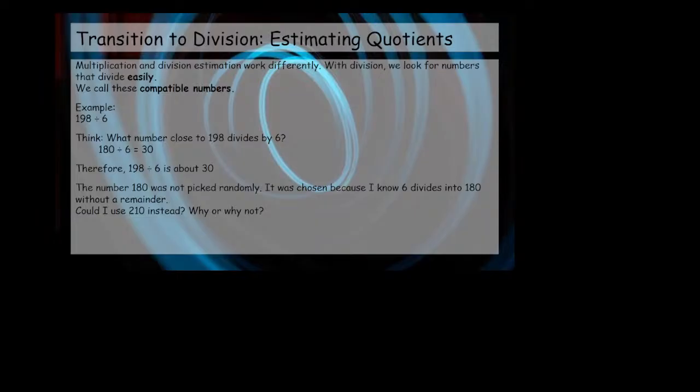The number 180 was not picked randomly. It was chosen because we all know that 6 divides into 180, and when it's divided into 180, it comes out without a remainder. The remainder is 0. Could I use 210 instead? Why or why not? Take 1 minute to discuss with the people around you, discuss with your classmates, and I'll tell you the explanation.